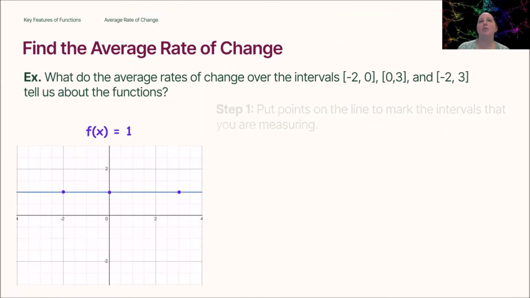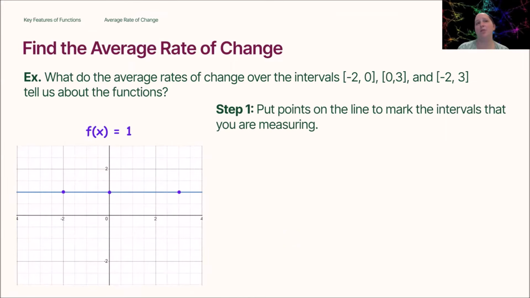Okay, so what do the average rates of change over the intervals -2 to 0, 0 to 3, and -2 to 3 tell us about the functions? The first function I'm looking at is f of x equals 1. So it's just this straight line. I put the points on the line to mark the intervals that I'm measuring: at -2, at 0, and at 3. Again, I'm only using my x points to figure out where I am on the graph.